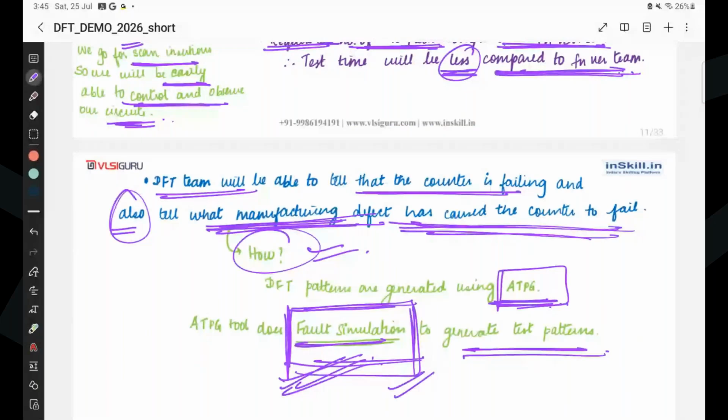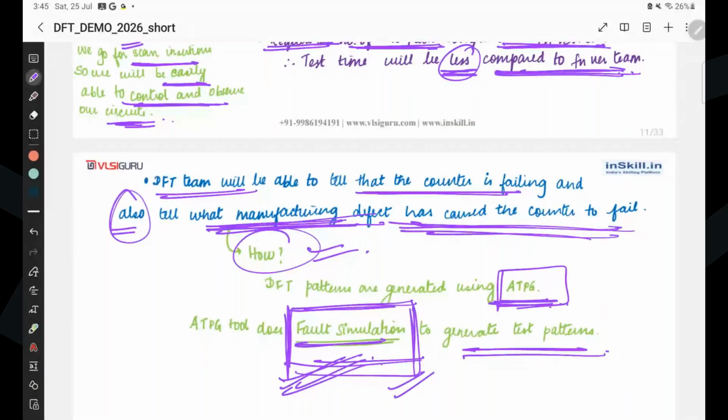So what does the diagnostic tool do internally in order to find out what manufacturing defect has caused the circuit to fail? How is the diagnostic tool able to do it? I will give you a theoretical overview when we do the main course. So this is the answer to your question.